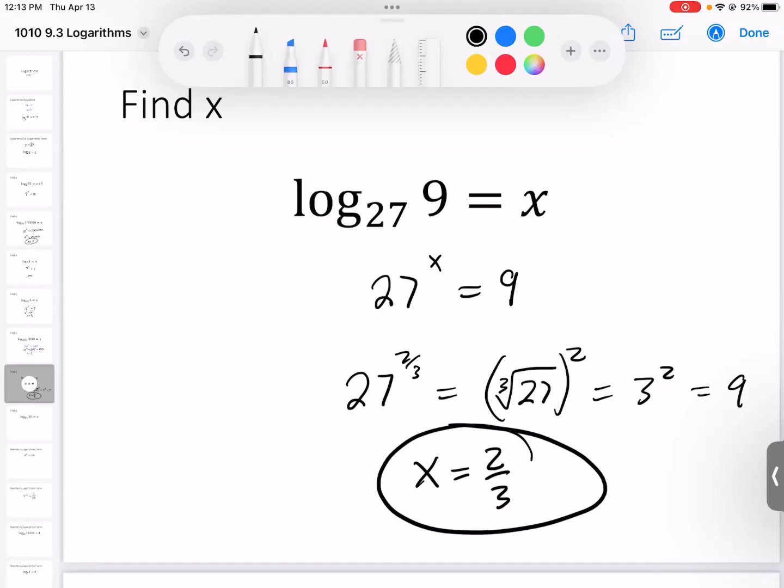All right, let's do a check-in on this. So scale of 1 to 5. How are you guys feeling about finding fractional answers to logarithms? Okay, awesome. So let me show you the type of stuff you're going to see on your homework.